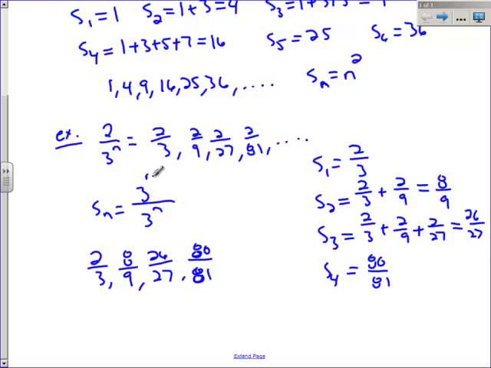So my numerator would be 3 to the n minus 1. So there's another example of finding the nth partial sum. Let's take a look now at something called sigma notation.